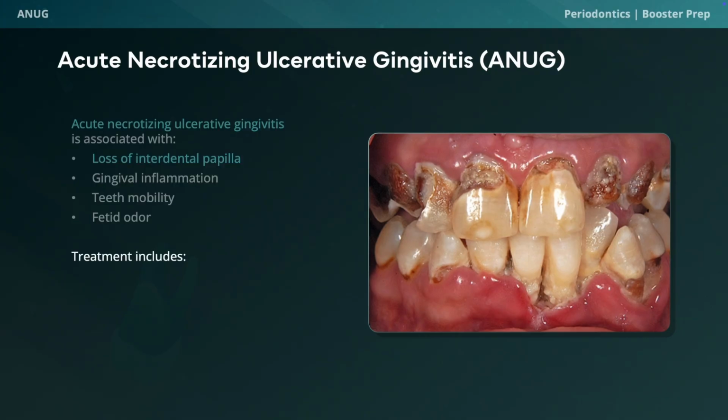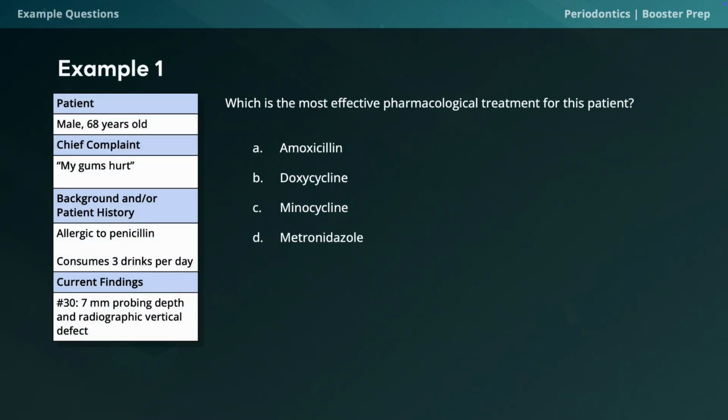So how do we treat it? We first want to debride the area by removing necrotic tissue and plaque. We can use a chlorhexidine rinse, which helps kill surface bacteria. And then the key is that we use metronidazole, which is the antibiotic that targets the anaerobic bacteria involved in this disease. Let's take a minute and do an example question.